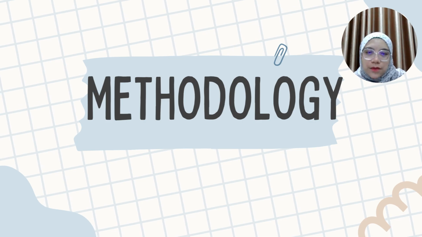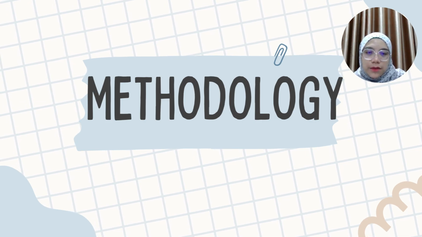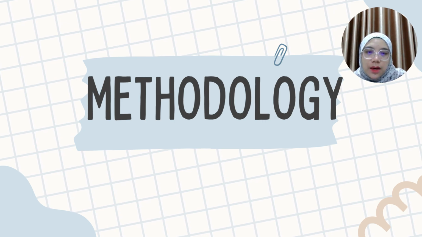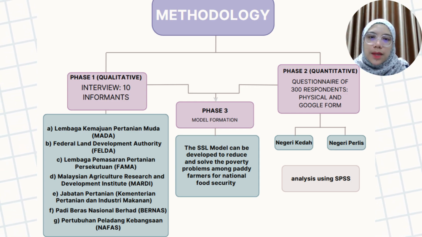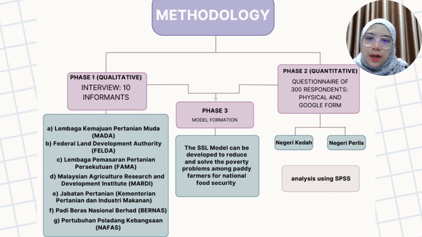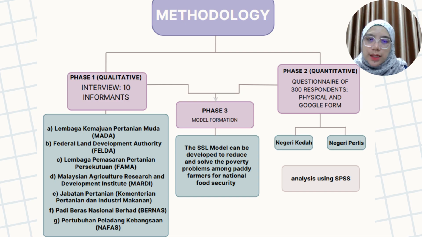I'm using a mixed method for the methodology, quantitative and qualitative. And in the methodology, I have three phases. First, qualitative; second, quantitative; and the third one is model formation. Okay, this is my methodology framework. Phase one is qualitative, phase two is quantitative, and phase three is model formation. In qualitative, I have 10 informants to interview, and in quantitative, I have 300 respondents to distribute the questionnaire to, physically and in Google Form.